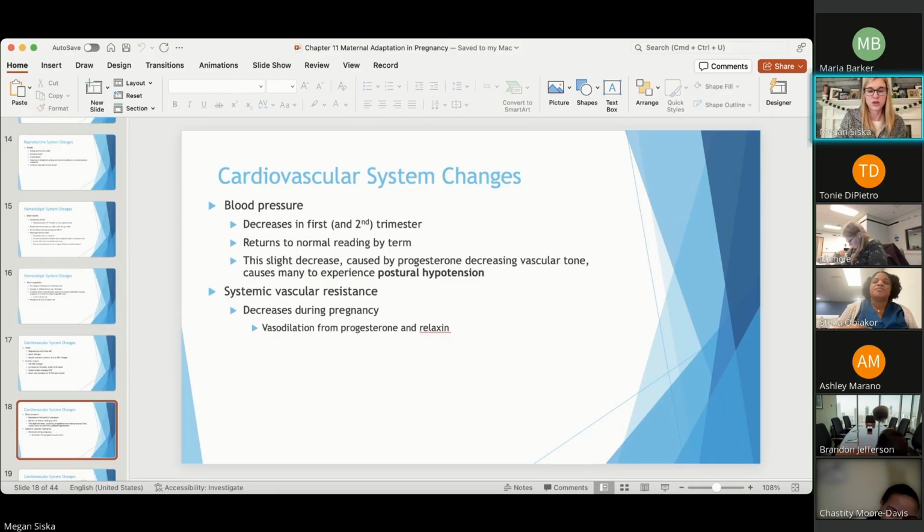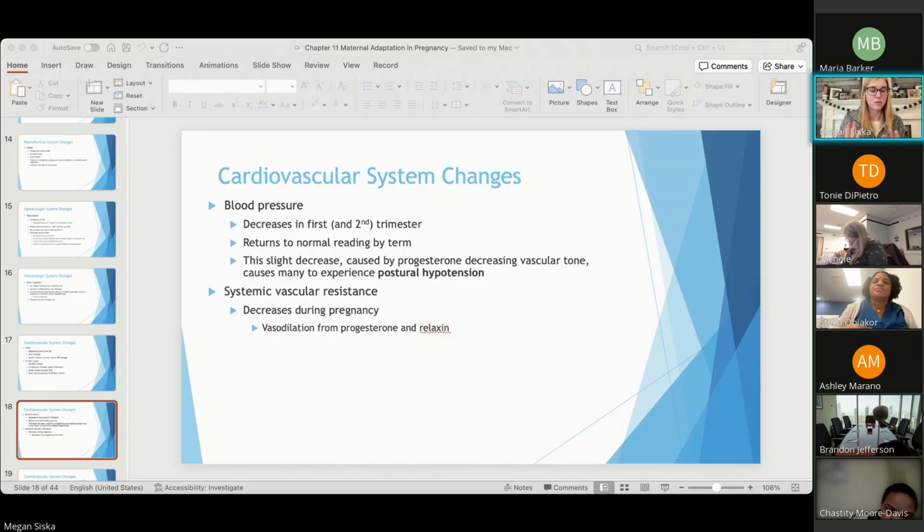Blood pressure. So blood pressure does decrease slightly in the first and second trimester, but it does go back to normal as you approach delivery. The slight decrease is because progesterone is being secreted, and progesterone decreases vascular tone, so it opens everything up. And so you're more likely to have postural hypotension.